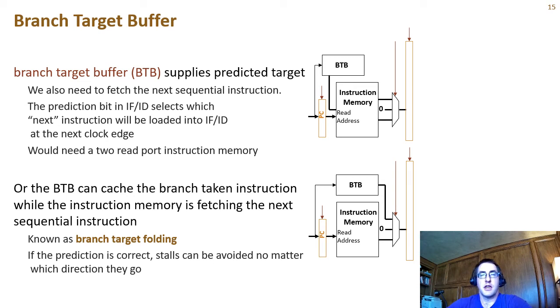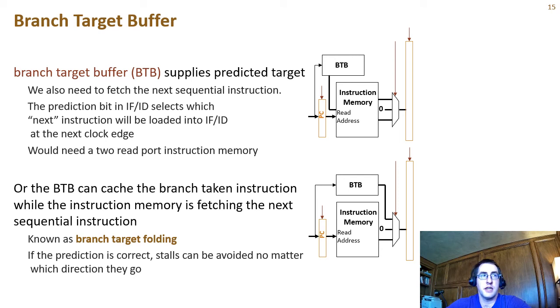So the branch target buffer supplies the predicted target address. We need to fetch the predicted target address and the next PC+4 instruction in order to feed the decode stage. So the prediction bit in the IFID can select which next instruction to load into the IFID. But in order to do that, we would need to add another read port to our instruction memory so that we can fetch both the branch target and the PC+4 instructions simultaneously.